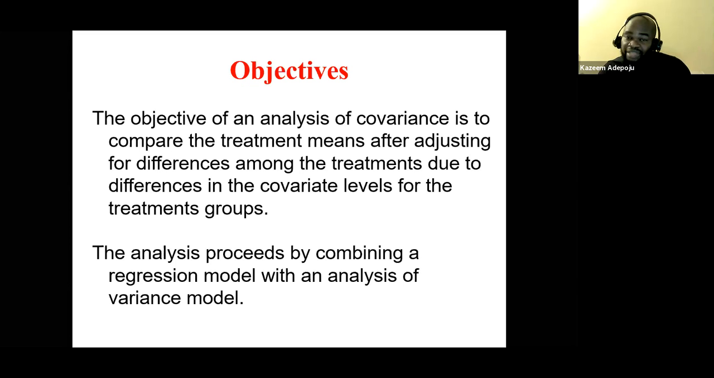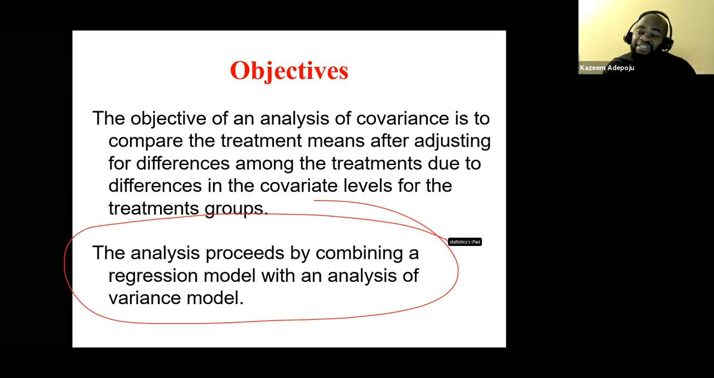How are we going to achieve that? We are going to combine the knowledge of analysis of variance with the knowledge of regression analysis to adjust for that. So analysis of covariance is a combination of analysis of variance and regression analysis.